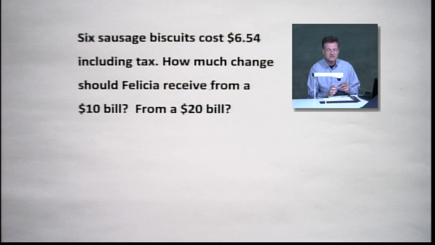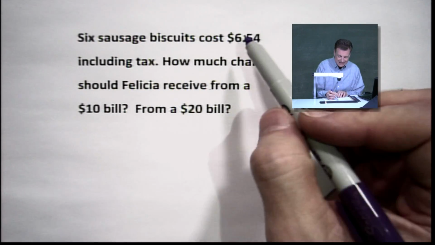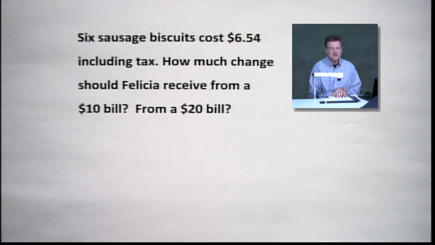So let's see. 6 sausage biscuits will cost you $6.54, including tax, all right? That's basically like $1 plus 9 cents tax. Just kind of telling you that. But let's see what's going to happen. Felicia has decided she's going to pay with a $10 bill. And again, here comes the question mark.